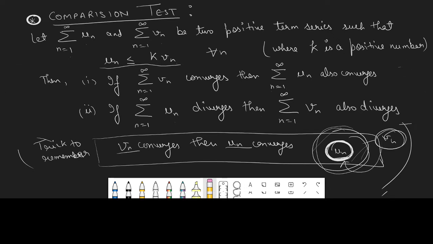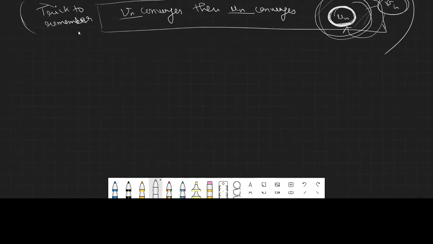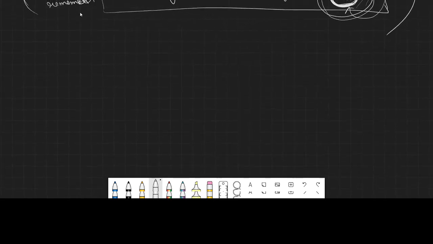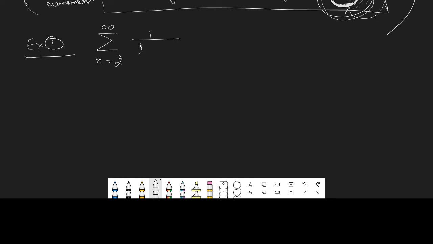Now I'll give you one example so that you can understand it better. Now example 1. The first example is summation n equals 2 to infinity 1 by log n. In that you have to find out whether the series is convergent or divergent.